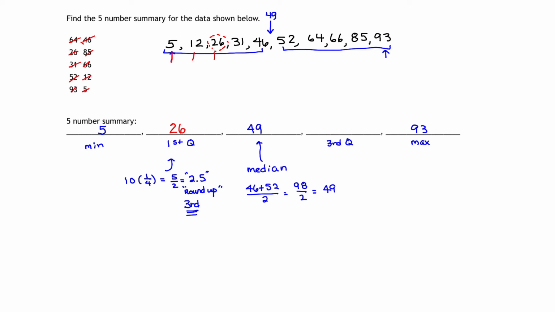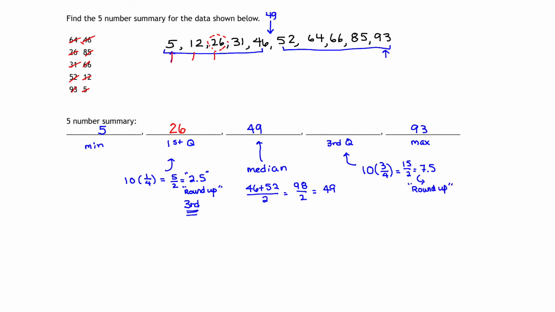How do we do the third quartile? Well, we do it in a similar fashion. We again take the total number of elements in our set, which is 10, and this time we multiply by 3/4, or 0.75. That gives us 15 halves, or 7.5. This is not an integer value, so I round up to the next integer value.